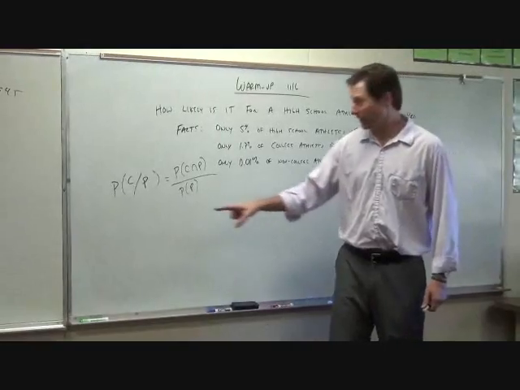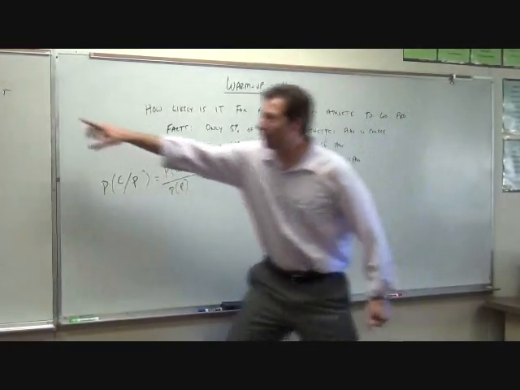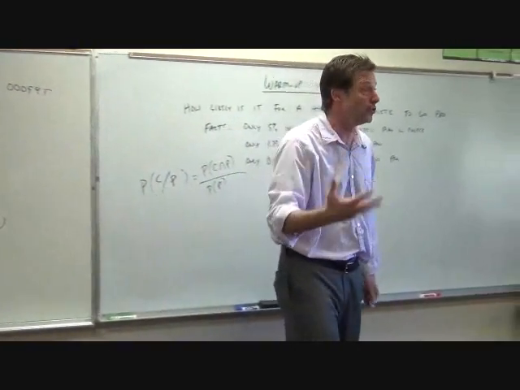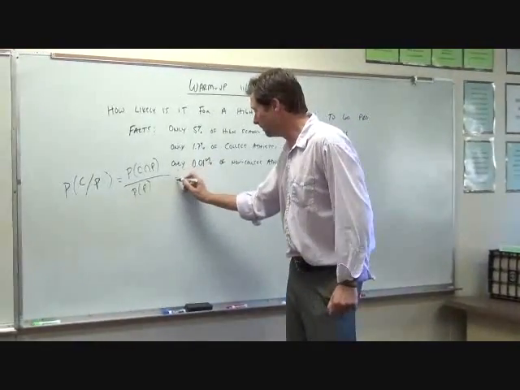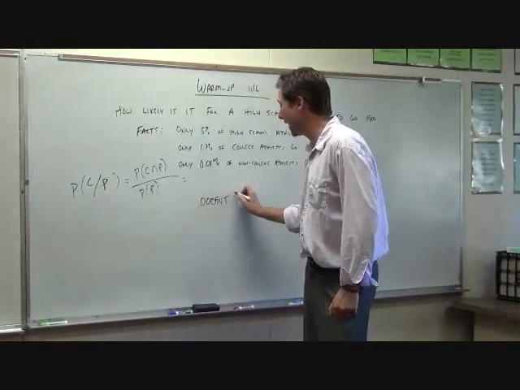Probability of going pro. Didn't we already do this? Isn't that what we just did? Isn't that what we just found? By drawing our tree and finding all the ways you could possibly go pro? So we've got the bottom. The bottom is 0.000945.